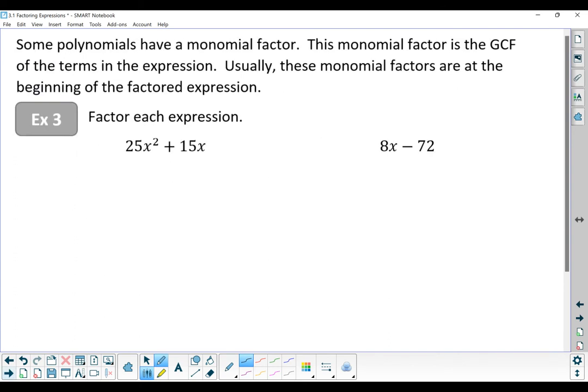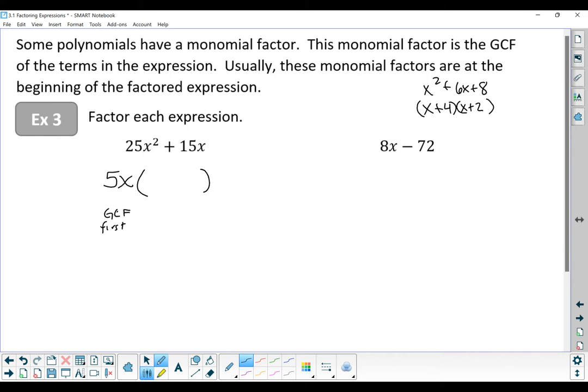So some polynomials have a monomial factor, so a factor that's not a binomial. We just did a whole bunch of factoring with binomials where we had two terms in both of our factors like this, but it can be the case that it's more like a monomial multiplied by a binomial. So we usually put those at the beginning of the factored expression. So if I want to factor 25x squared plus 15x, I might notice, hey, those have a 5x in common. So I write down that GCF first.